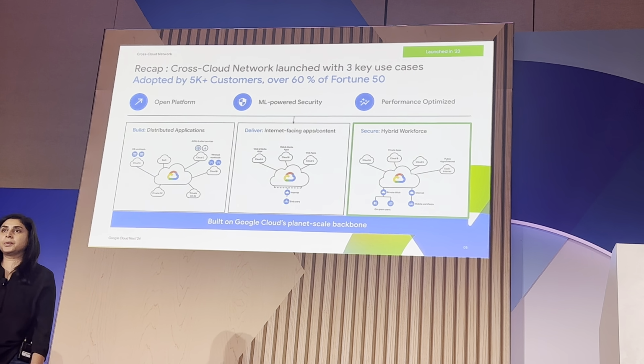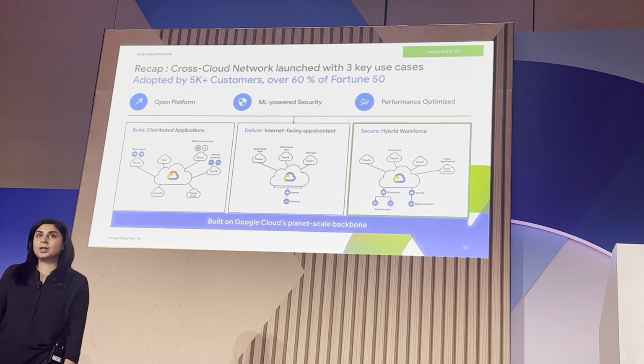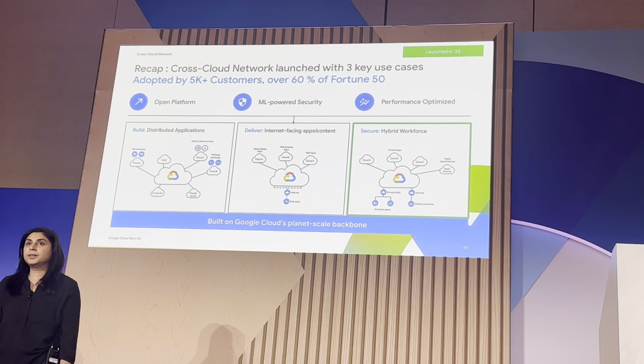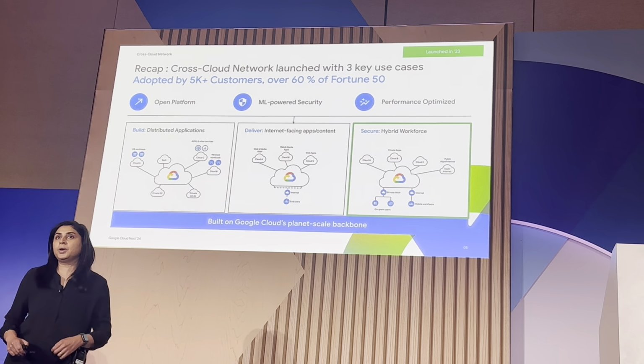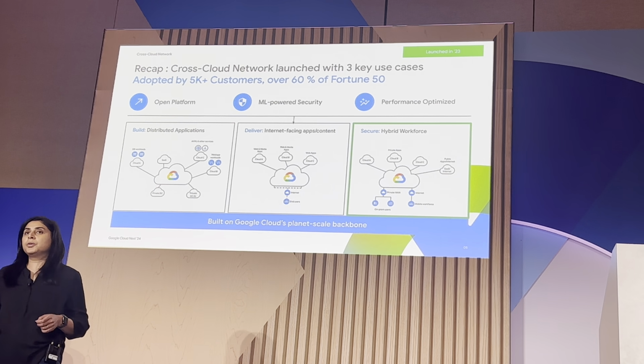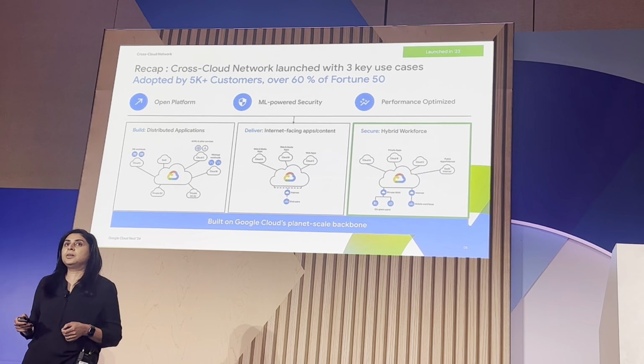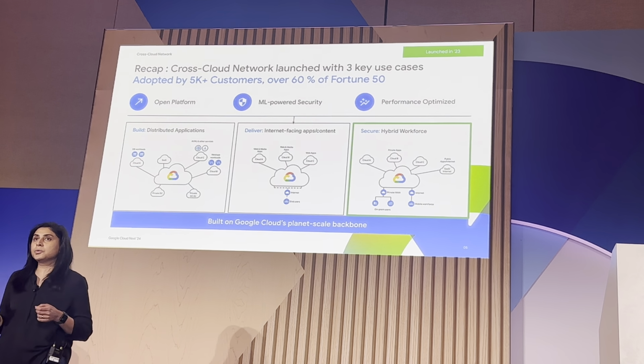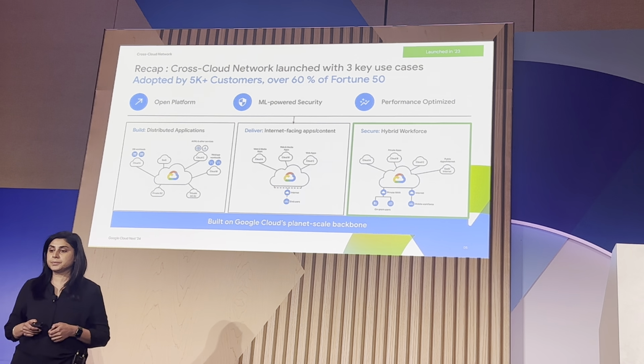So what is Cross-Cloud Network? Cross-Cloud Network, it's an open platform with built-in security and is performance optimized to allow you to provide a secure and optimal experience for your users who are accessing your distributed applications that are running in Google or that are built using Google's best-in-class services like our AI services.